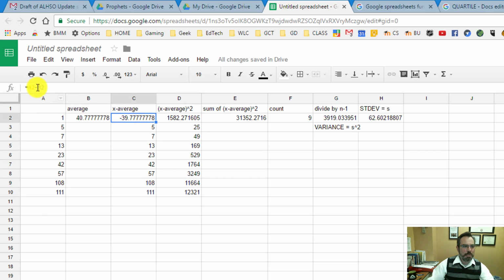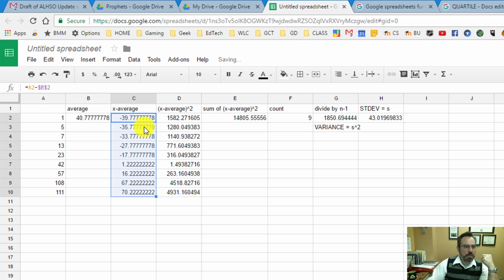If I want to lock the B2 in here, I change that formula by putting in a $ in front of the B. It locks in column B and row 2. The $ signs in there lock that in. It still gives me the same result for that top one, but now when I drag it down, you'll notice this formula does not change the B2 in each one of those.